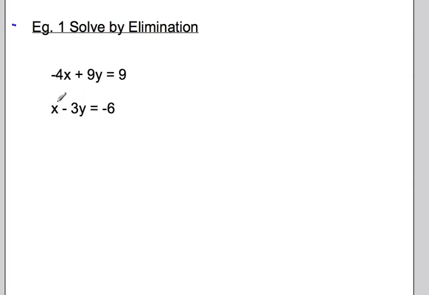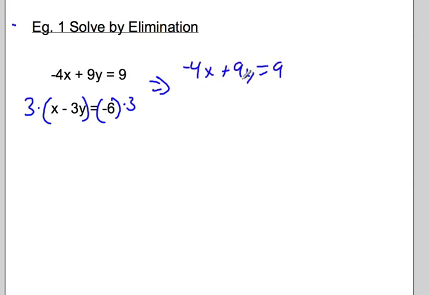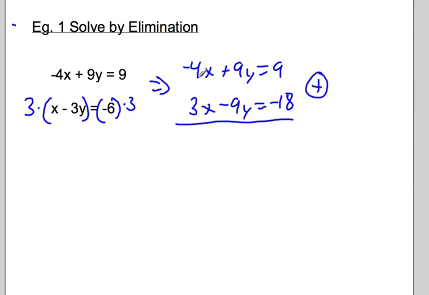So we're going to have to multiply first. We're going to multiply this second equation by 3 first, and then we'll get this set of equations. The first equation stays the same. The second one is 3x minus 9y equals negative 18. And now the coefficients of y are opposites, so we can add them together and get 0.